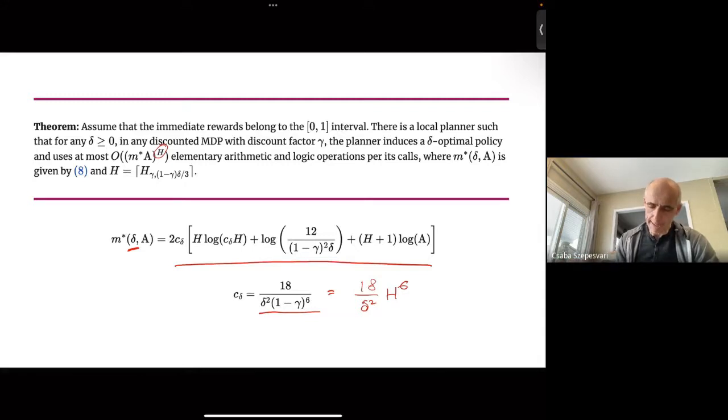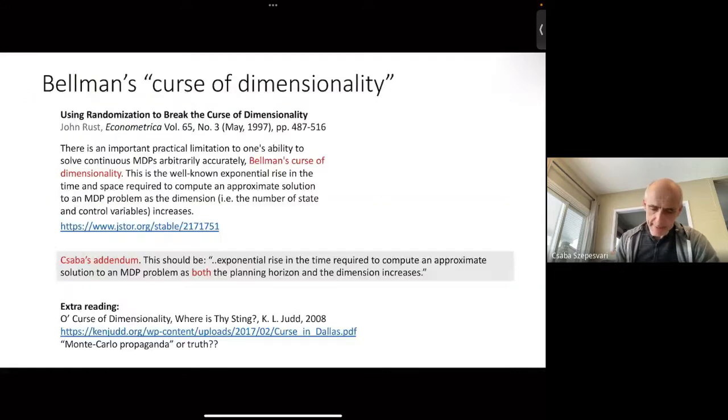All right. So this is kind of the end, and I just wanted to discuss in connection to this Bellman's curse of dimensionality, which I'm sure you have already heard about. We don't know actually whether he was the one who invented, well, he didn't invent this term, but maybe he invented the curse of dimensionality. One of the papers that says this very clearly is this paper by John Rust, titled Using Randomization to Break the Curse of Dimensionality, and it's exactly talking about the curse of dimensionality that we are also talking about.